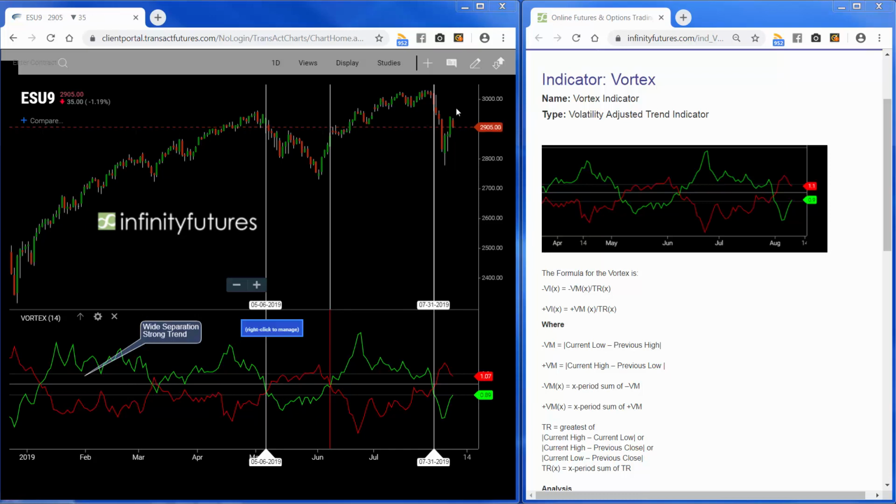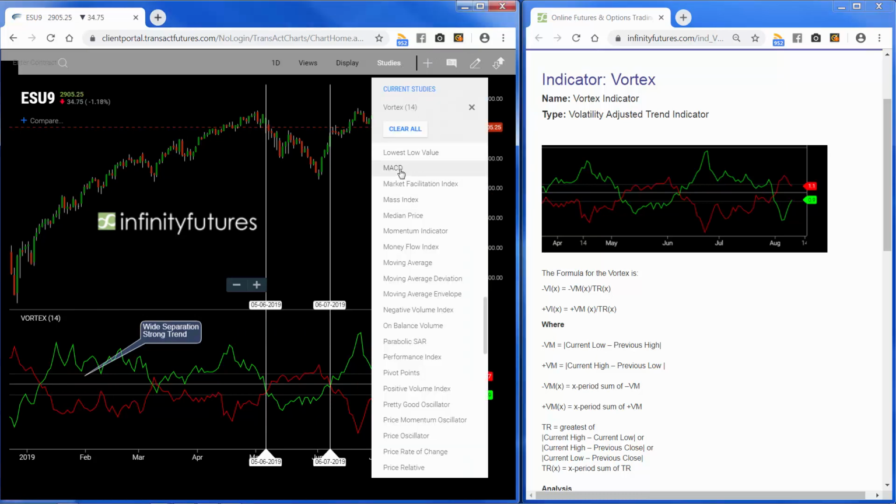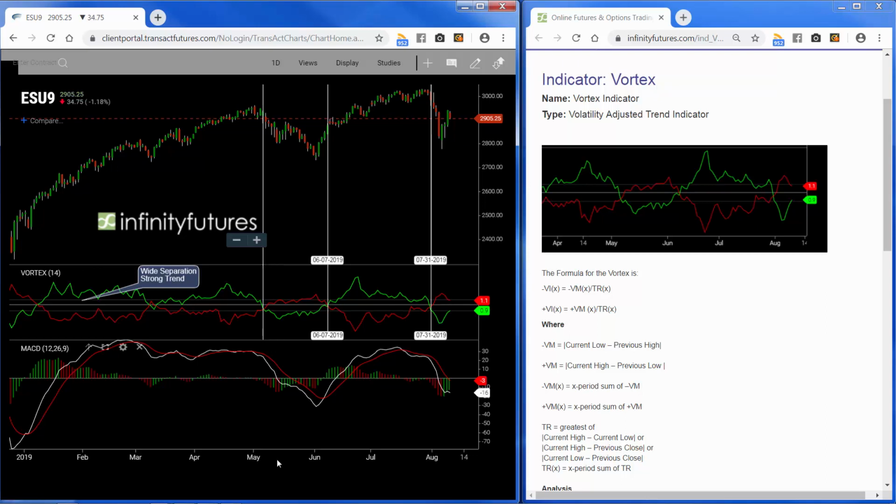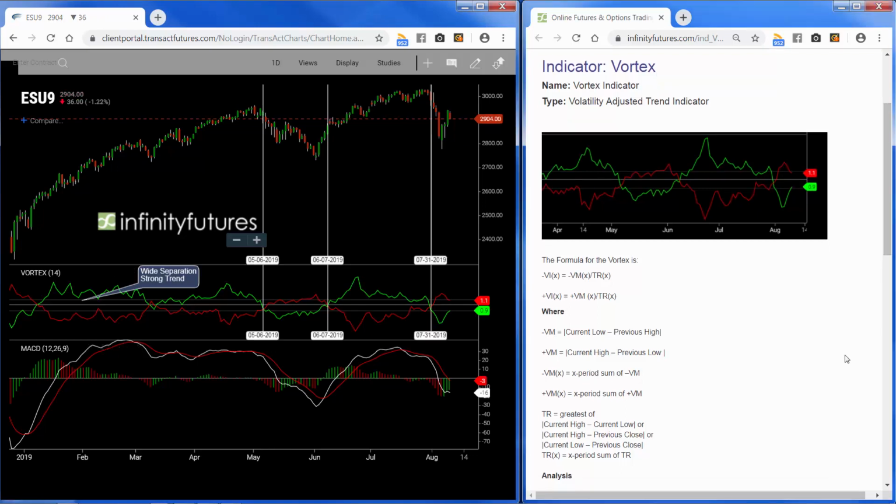And like I said, let's add a MACD to this. Go ahead and select that, and try to get double confirmation of a signal. You could do stuff like that to validate. So let's take a look at the formula. Here's the formula for the Vortex.